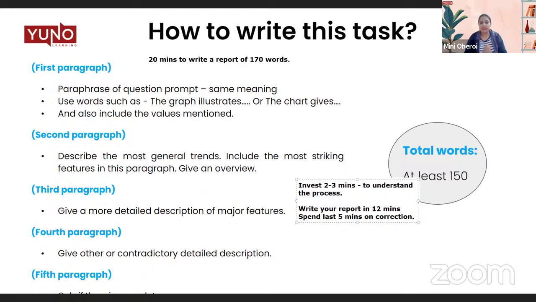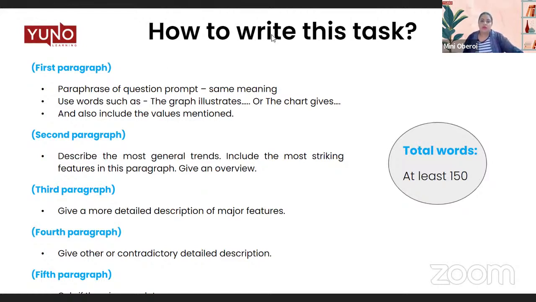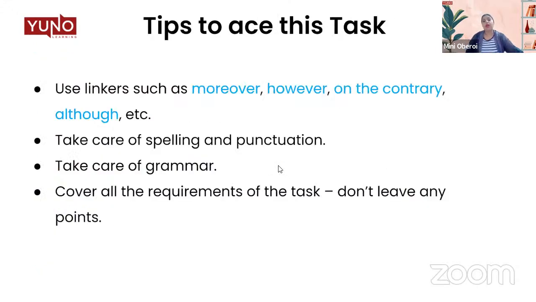If you follow this time management, nothing can go wrong in the examination. So if you want to divide your 20 minutes in this manner, I would really appreciate that, right? Because this is important. This is necessary, everyone. So what should we do? How do we try to ace the task? In order to ace the task or to get our desired score, what should we do?